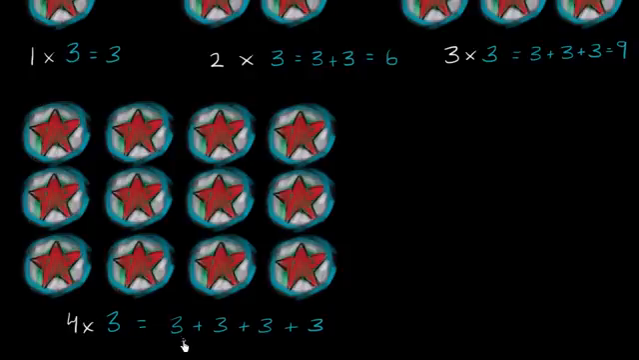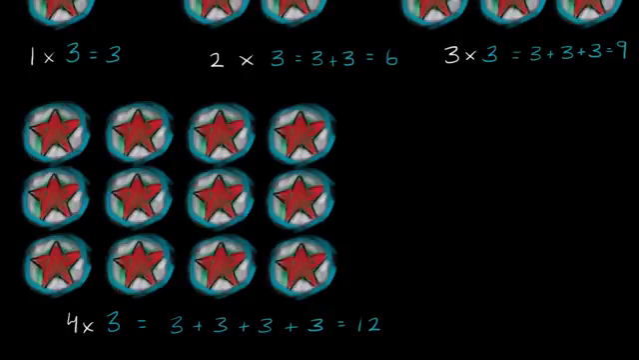Notice I have 4 3s. 1 3, 2 3s, 3 3s, 4 3s. So we get 3, 6, 9, 12. 12. So what I encourage you to do now that the video is almost over is to keep going.